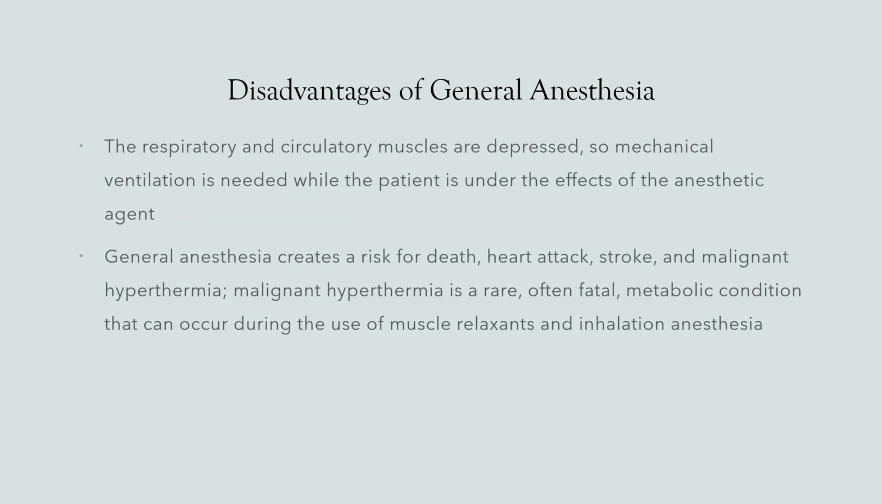Some of the disadvantages of general anesthesia: the respiratory and circulatory muscles are depressed, so mechanical ventilation is needed while the patient is under the effects of the anesthetic agent. General anesthesia will create a risk for death, heart attack, stroke, and malignant hyperthermia. Malignant hyperthermia is a rare, often fatal metabolic condition that can occur during the use of muscle relaxants and then inhalation anesthesia.